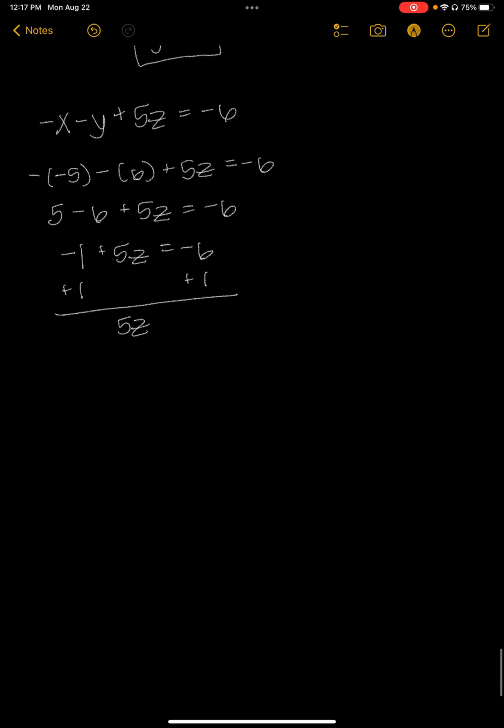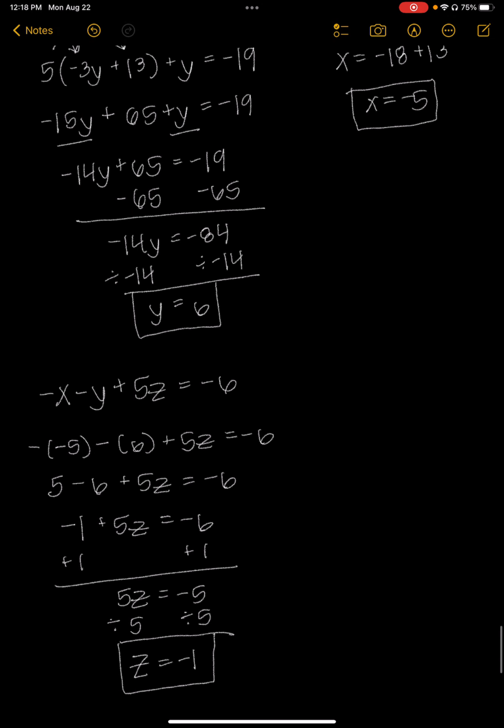So I'm going to scroll this up. Equals negative 5. And then divide each side by 5 to get the z by itself, and I end up with z is equal to negative 1. There's my third answer. So all in all, we have x equals negative 5, y equals 6, and z equals negative 1.